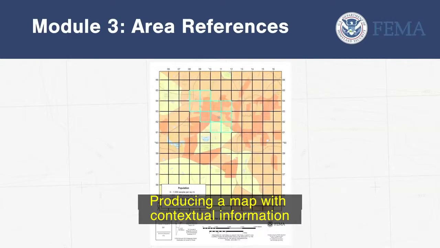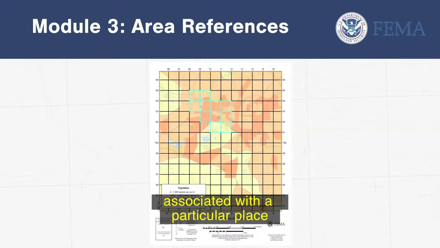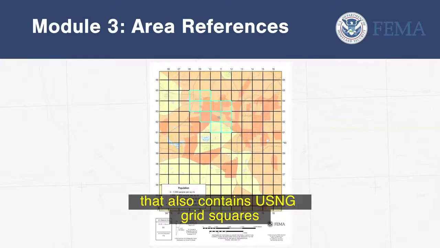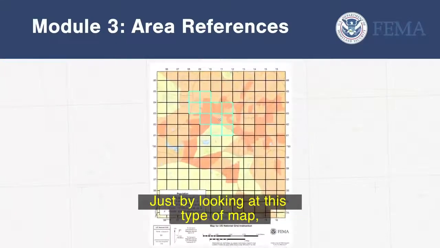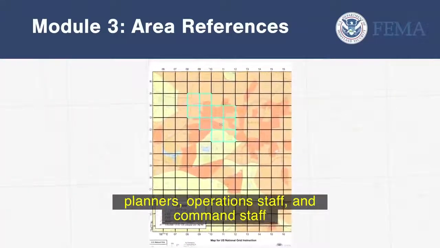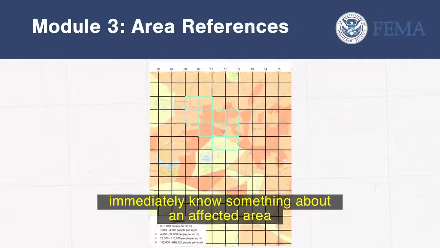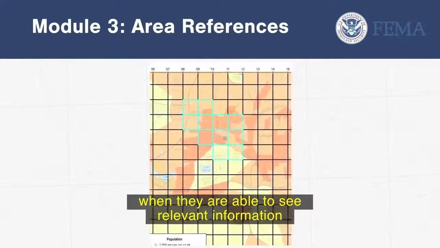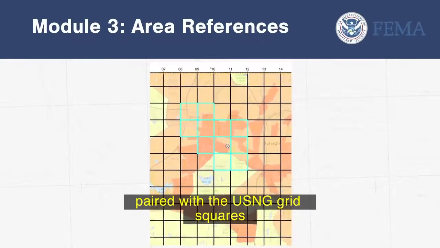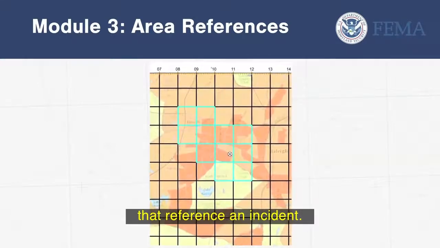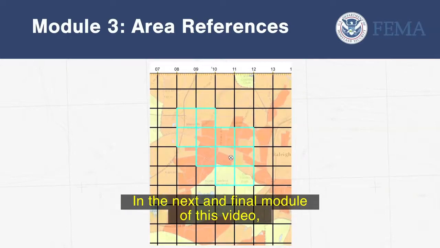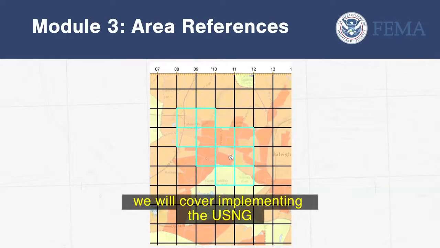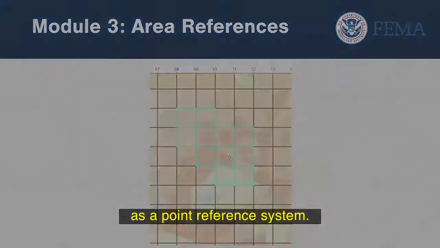Producing a map with contextual information associated with a particular place that also contains USNG grid squares communicates actionable information right from the start. Just by looking at this type of map, planners, operations staff, and command staff immediately know something about an affected area when they are able to see relevant information paired with the USNG grid squares that reference an incident. This completes Module 3. In the next and final module of this video, we will cover implementing the USNG as a point reference system.